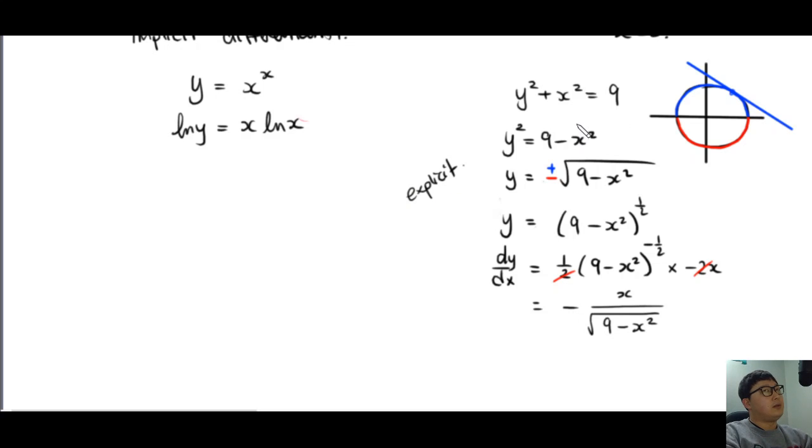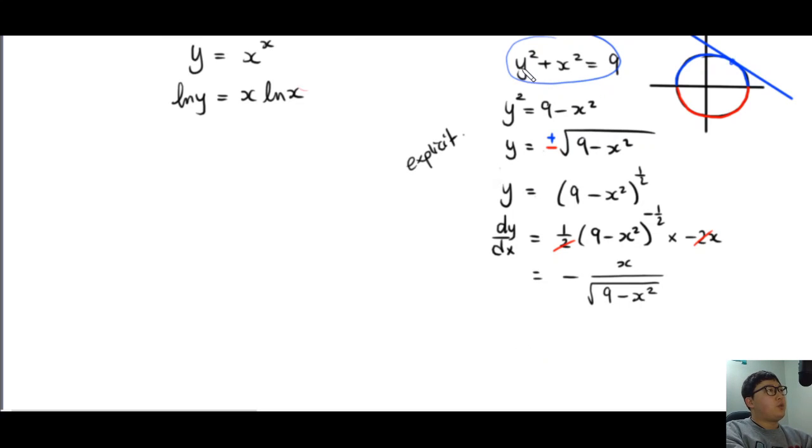Now implicit differentiation is where you can just differentiate straight off from this one here. So what you need to do is, if you want to differentiate y squared, just treat y as if it's just x. So if it's x squared, then it becomes 2x, right? So it becomes 2y. And whenever you differentiate y, you just have to put dy dx next to it. Okay, so that's the rule.